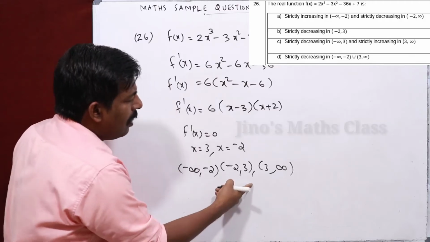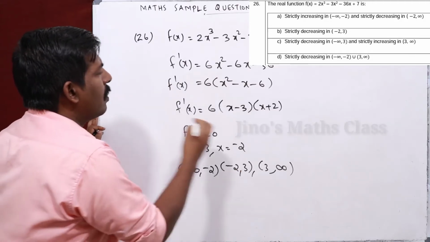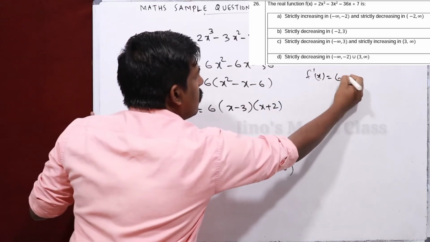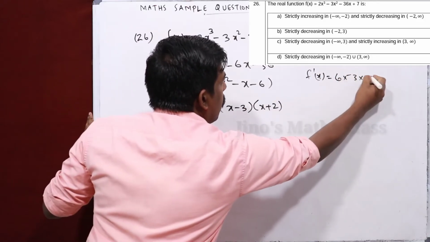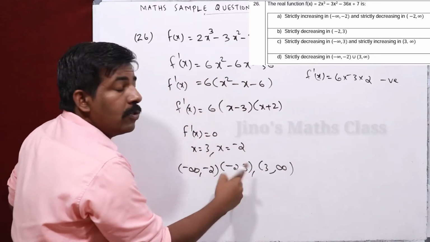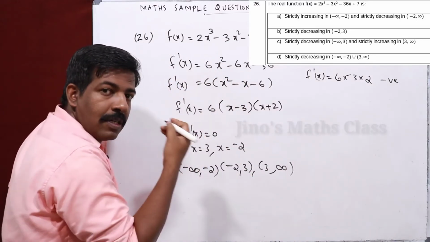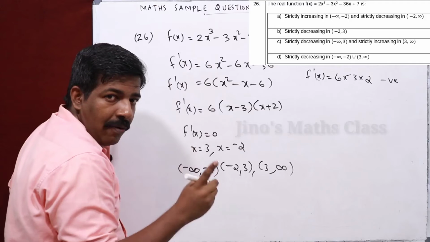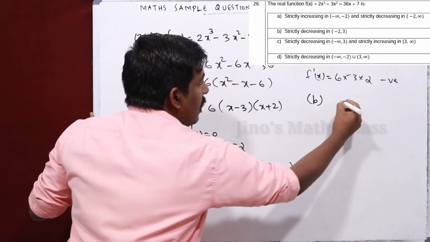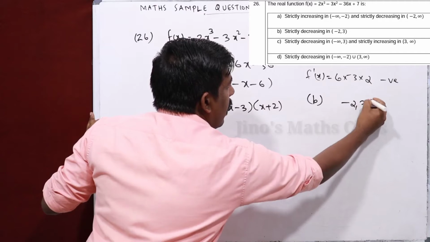From these intervals, when we take x as 0, you can see the f dash x value is equal to 6 into minus 3 into plus 2. You can see it is negative. That means in the interval minus 2 to 3, the function is strictly decreasing. Anyway, we have one option like that, option B, strictly decreasing in the interval minus 3 to 2.